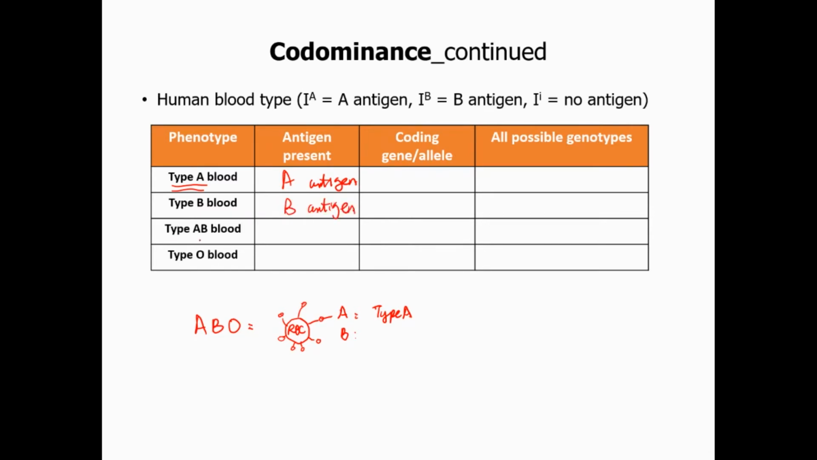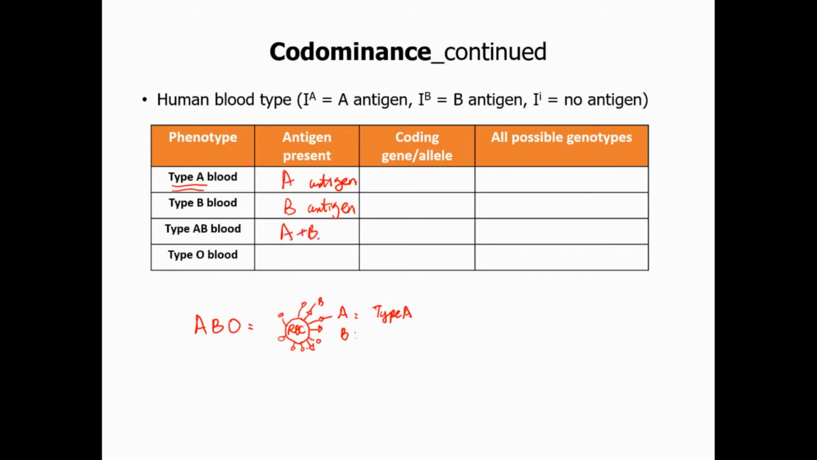If you have type AB, that means you have both A antigen and B antigen present on the red blood cell surface. So if I have to draw, I'm going to use the triangle for B. Okay, so this is going to be B. So you can see you have both antigens present. So A and B antigen.